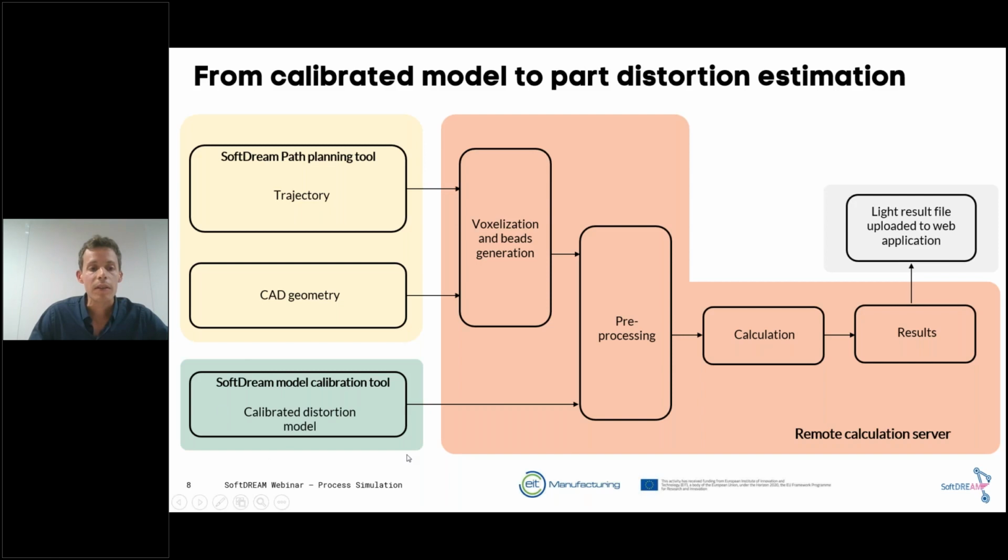And on the other end, the model calibration tool is used just to use the proper model for the estimation of distortion. All this information is pre-processed, and the calculation is done regarding the part distortion. Finally, the results are extracted, and only a light result file is uploaded to the web application and is available to the end user.